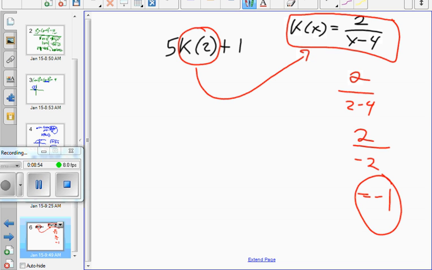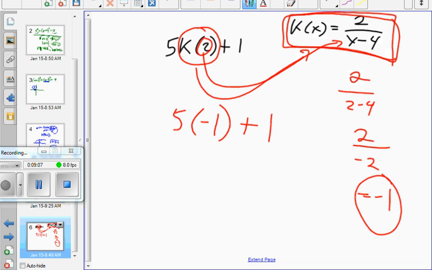Now that you know this is negative 1, you should be putting 5 times negative 1 plus 1. Why did you need negative 1 from this? This gave me the negative 1 when I stuck in a 2 right there. K of 2. Okay, so anyway, final answer negative 4.